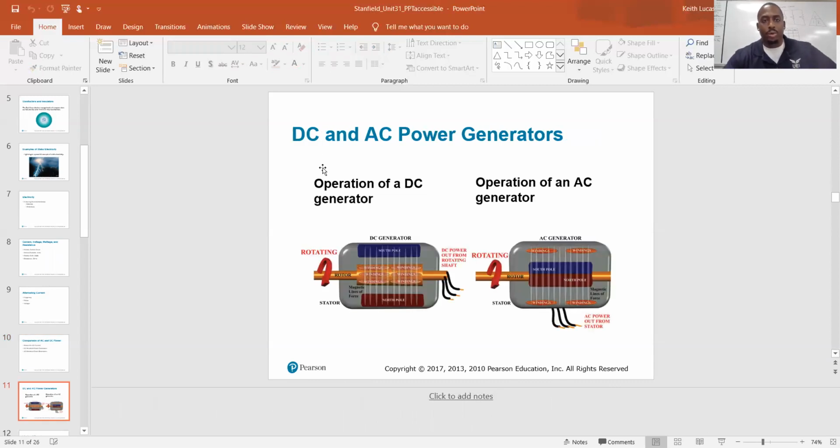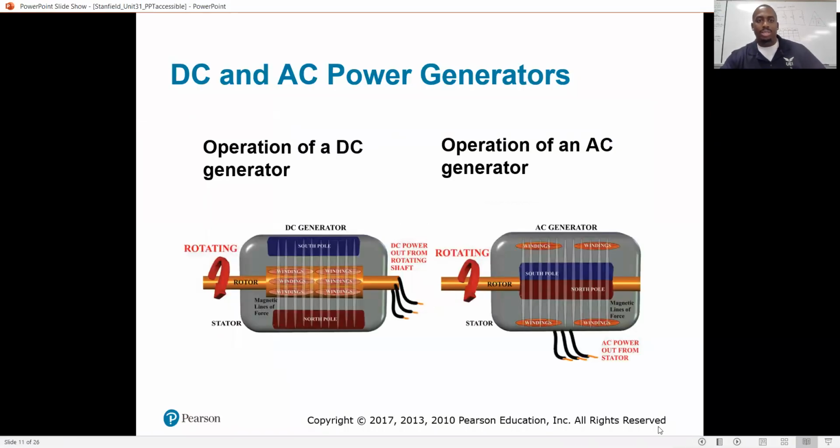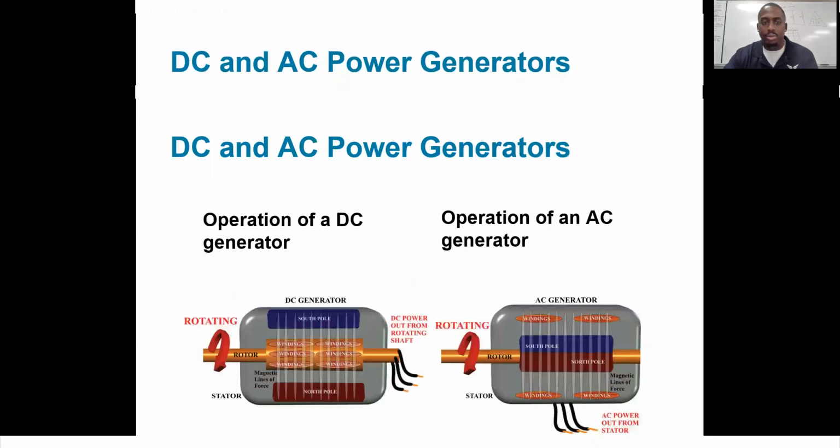So here it is right here. I'll just make this bigger real quick. On the DC generator, the south and north poles are in the stator, and then the windings are in the middle with the rotor. And then over here in the AC generator, you have the windings on the outside with the north and south poles spinning in between on the rotor. And this way would be able to generate more power than with the DC.